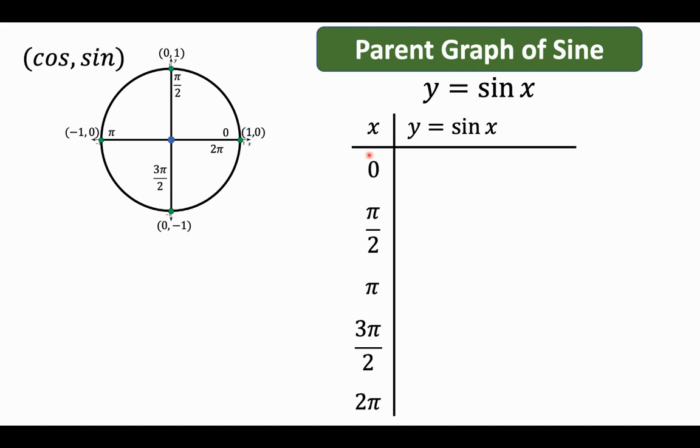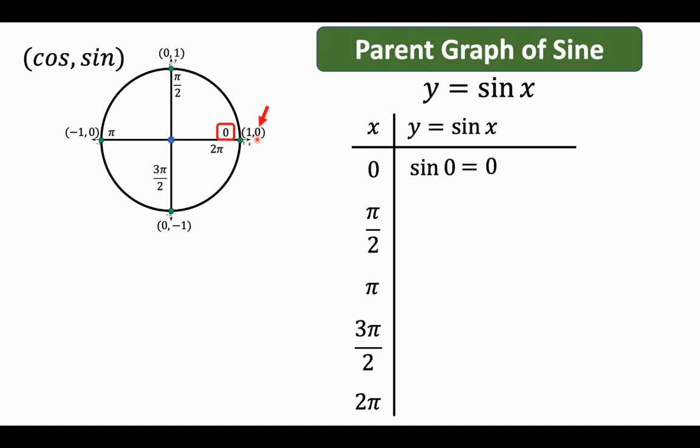All right, so the next thing is we got our input. Now we got to get our output. This is the input-output table. We got our x's, we got to figure out our y's. So starting off with 0, sine of 0. And remember, sine is the y value. So sine of 0 is the y value of this point, which is 0. So sine of 0 is 0.